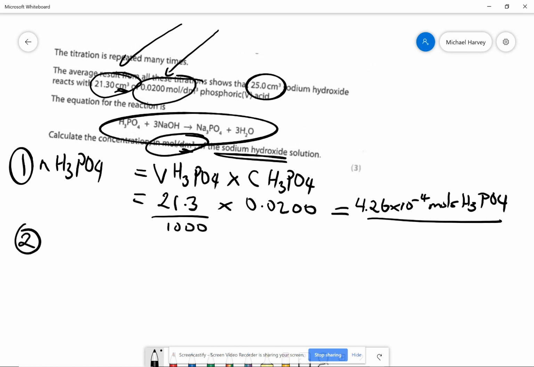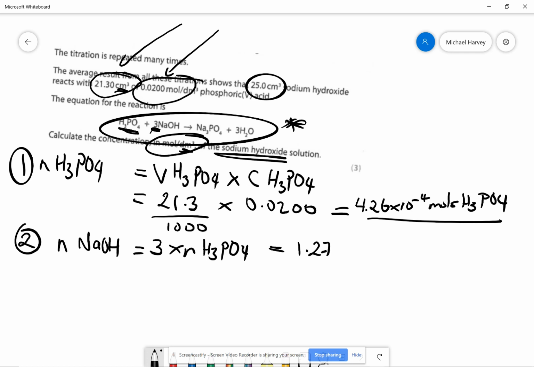Step number 2 is looking at the equation that we've been given. You can see that 1 mole of phosphoric acid reacts with 3 moles of sodium hydroxide. Therefore, the number of moles of sodium hydroxide will equal 3 from the equation times the number of moles of phosphoric acid. This will equal 1.278 times 10 to the negative 3 moles of sodium hydroxide. That's our second answer for the second step.